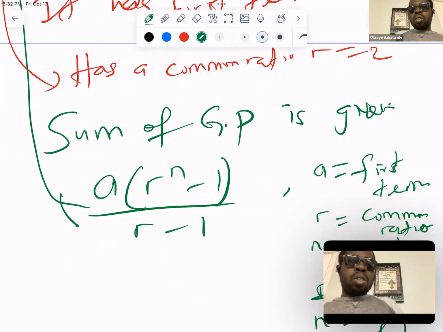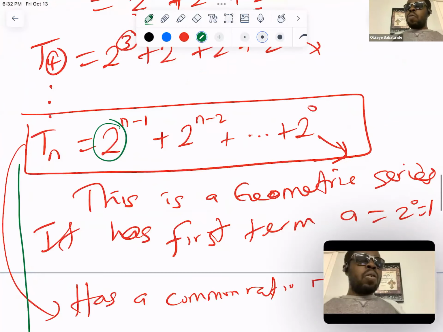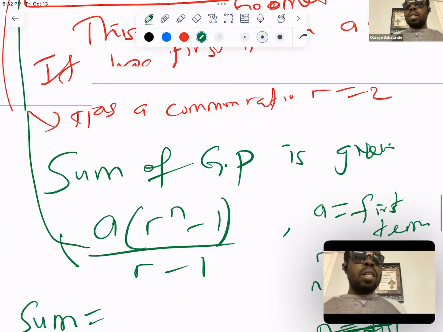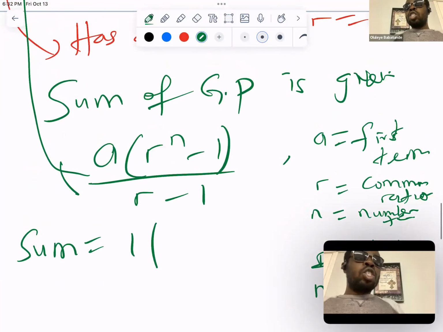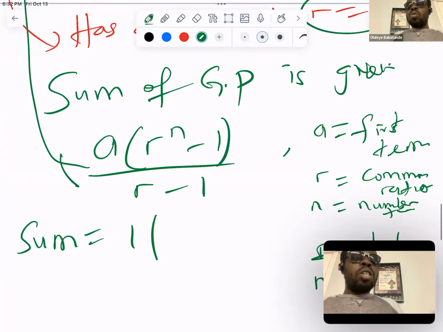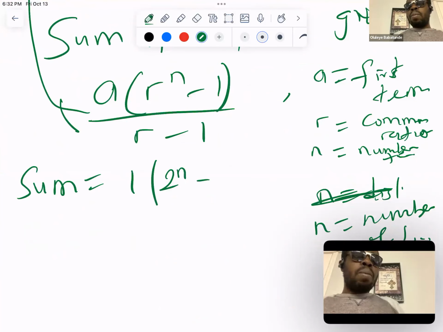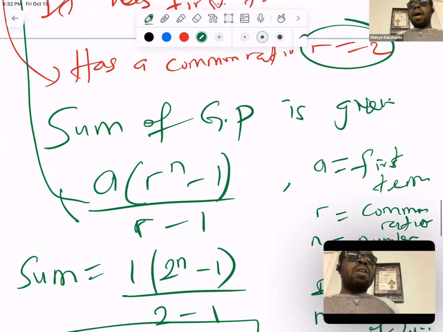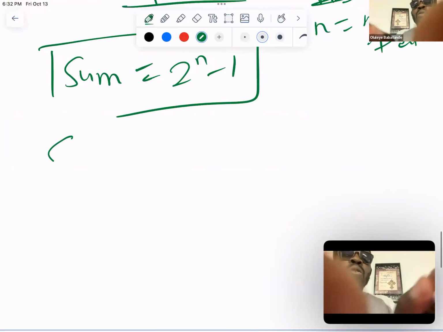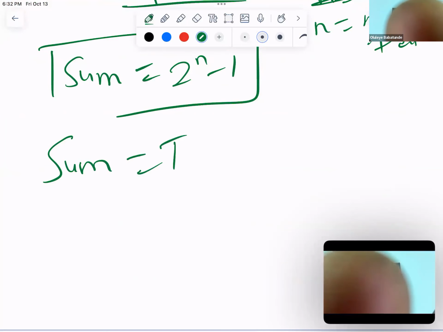So coming back here, I've got the sum. The first term is what? The first term is 2 to the 0, which is 1. 1 into the common ratio, which is 2, to the n minus 1 over 2 minus 1. The common ratio is 2. And that sum is what? 2 to the n minus 1. That is the sum. Remember, I'm representing the sum as Tn. So the sum is just Tn.